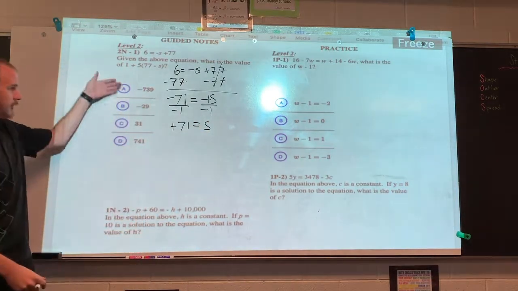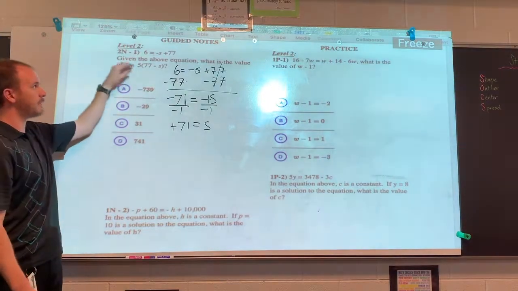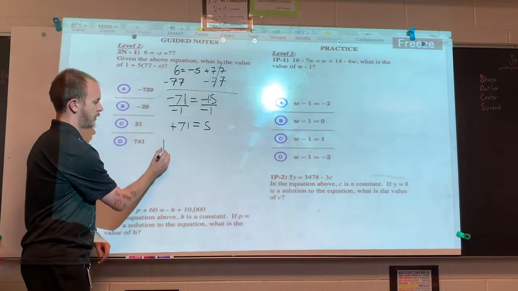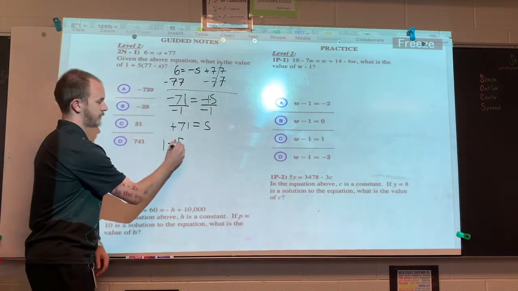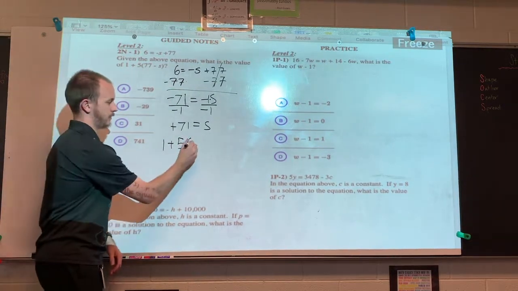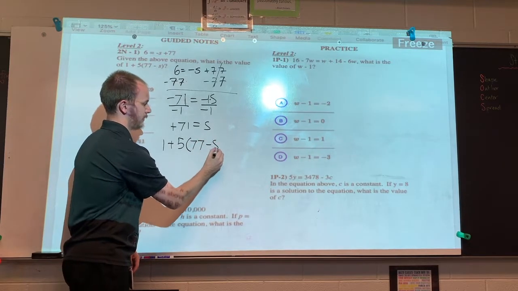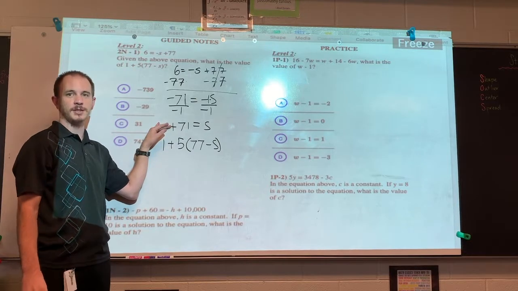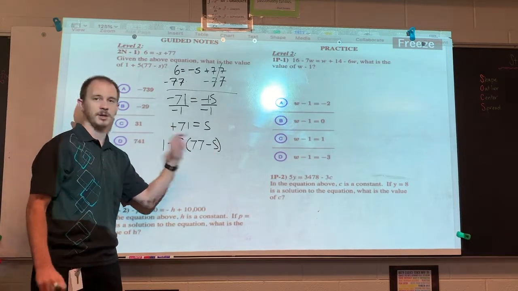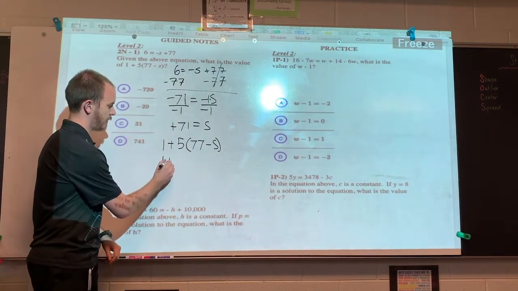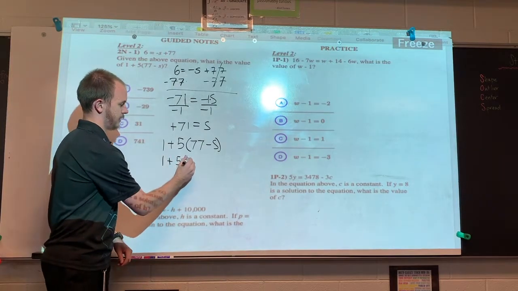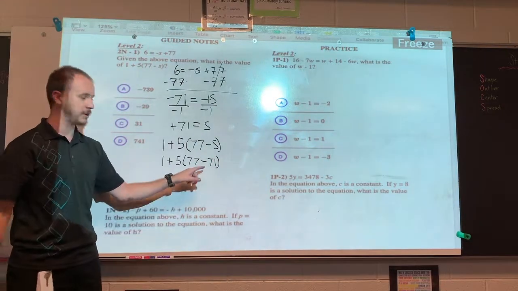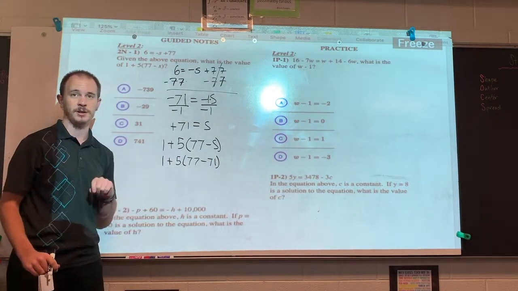Now if you look, there is no 71 here. That's because we haven't finished. They want us to find the value of this final equation. So I have 1 plus 5 times 77 minus s. But since we just solved for s and we now know it's a positive 71, we can substitute this number in for s. So I have 1 plus 5 times the quantity of 77 minus 71. And the only reason it's negative here is because our s was negative here.